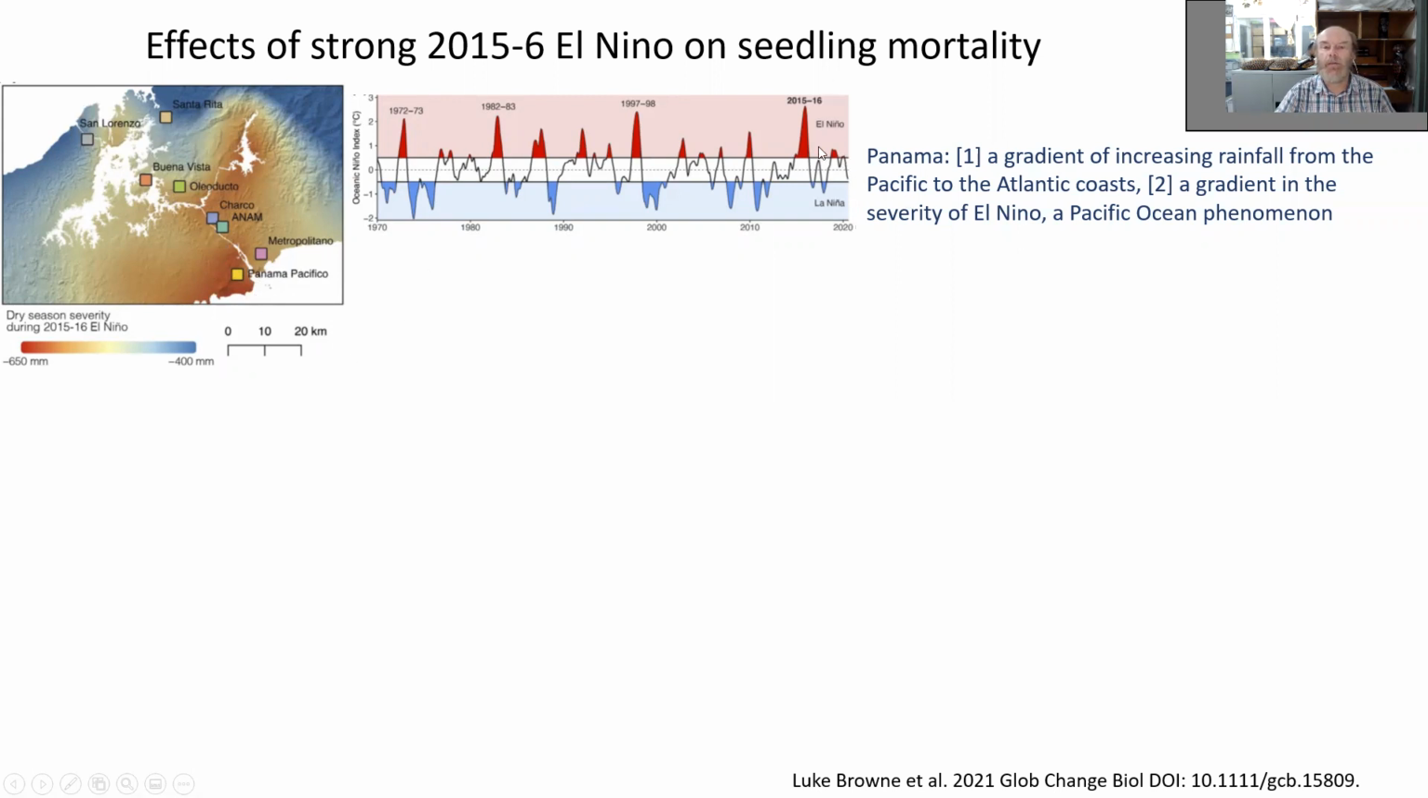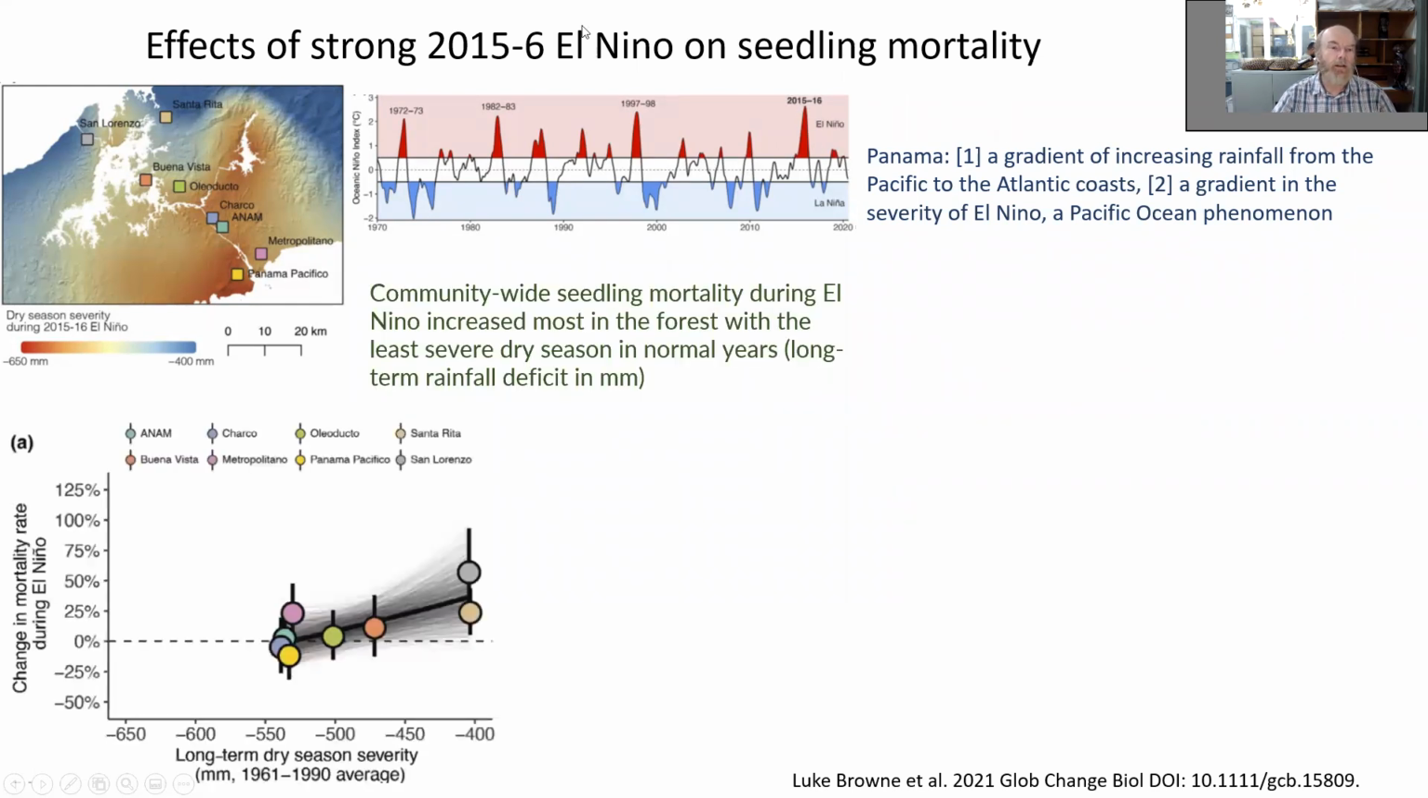So this study looks at the effect of a recent large El Nino event, 2015-16. This is the reminder of the El Nino strength graph, so that we are here. And what they did is they had a number of plots along this gradient, and they were looking at what was the change in mortality rate of trees during El Nino.